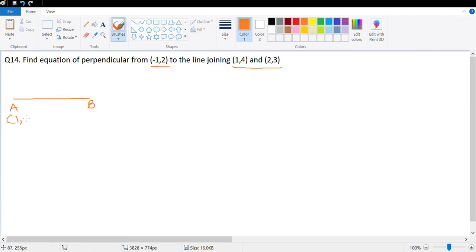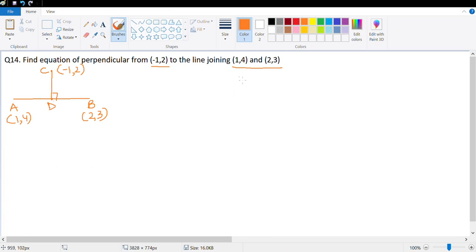A is (1, 4), B is (2, 3), and there is a point somewhere here which is (-1, 2). Let's call this point C, (-1, 2), and let's call this point D. So we need the equation of line CD.